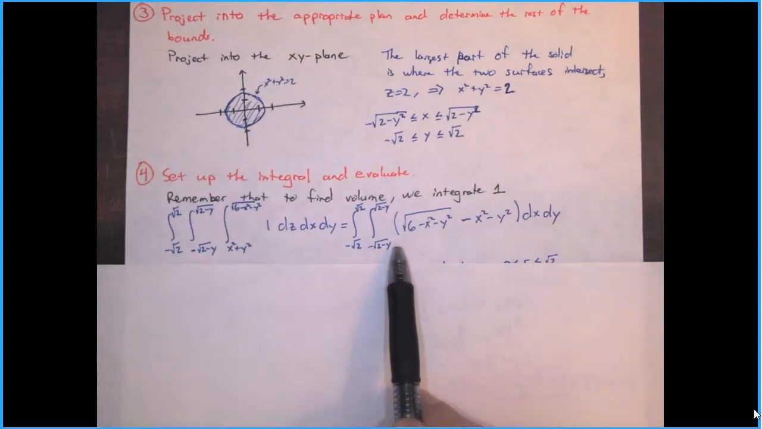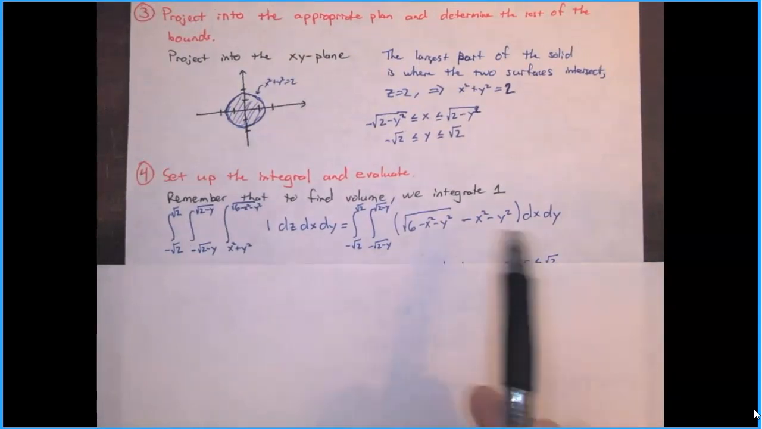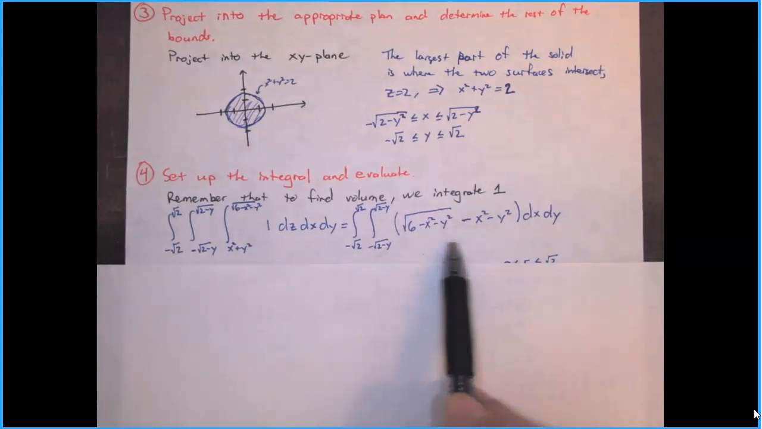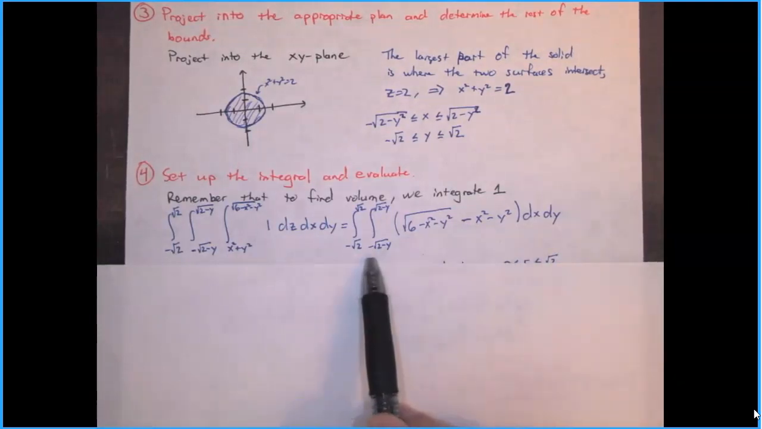Now I have a double integral, and I'm integrating the square root of 6 minus x squared minus y squared, and I'm subtracting x squared minus y squared. So this looks like a mess. I don't want to do this.